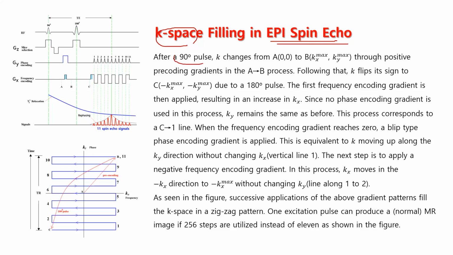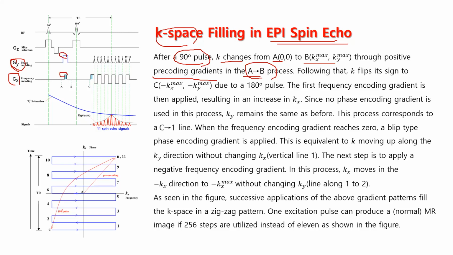After the 90-degree pulse, K changed from A to B through the positive prephasing gradient in the A to B process. So the A to B process is GY and GX, so X direction, Y direction. This is positive, and this is also positive.